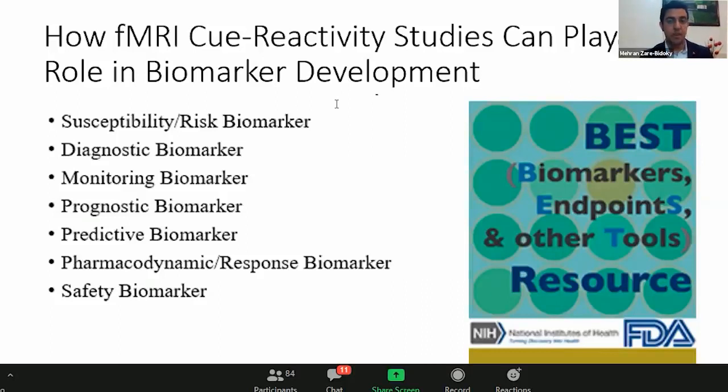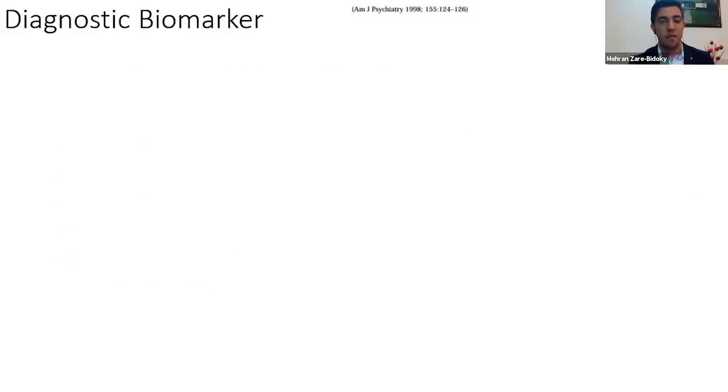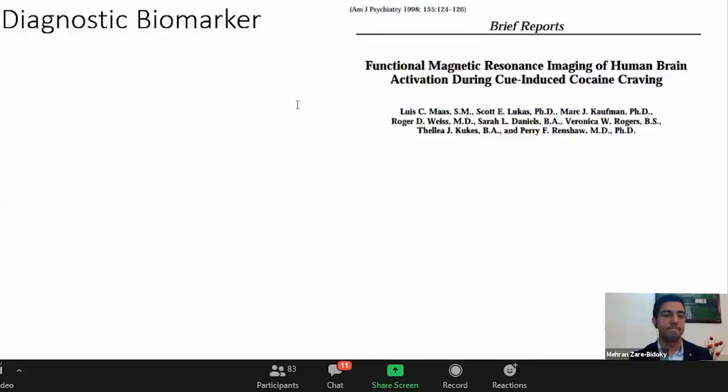And we are going to bring examples of FDCR studies among our database trying to play a role as a potential biomarker. First, let's start with diagnostic biomarker. A diagnostic biomarker is a biomarker which is used to detect or confirm presence of a disease or condition of interest, or to identify individuals with a subtype of disease.